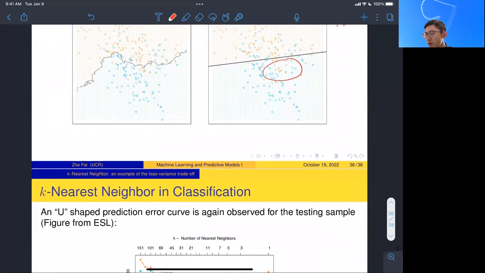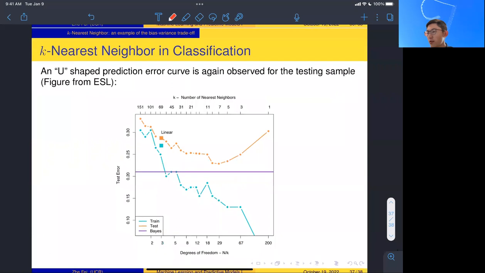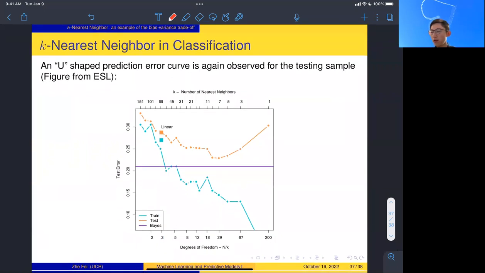So to formally show this comparison, we come back to this same prediction error plot we have seen earlier. Similar as before, we have the training curve, which is the green one. It is decreasing as your model gets more complex. Here we see the degrees of freedom, N over K, as it increases, meaning it's a more complex model. So the complexity increases as well.